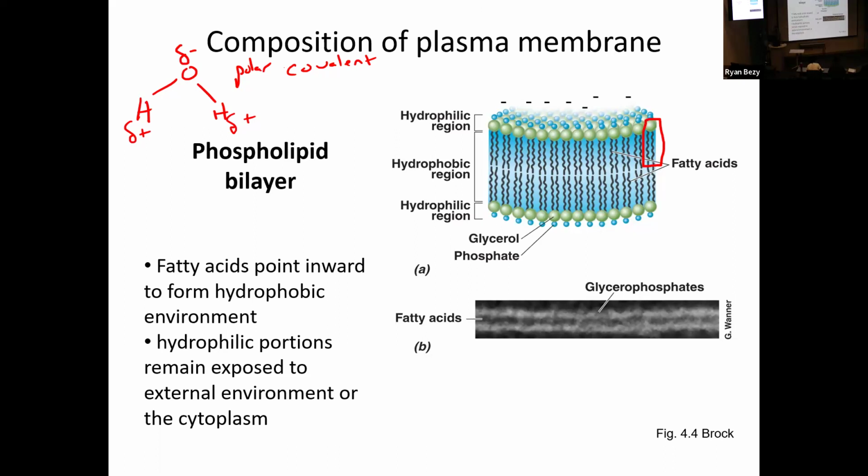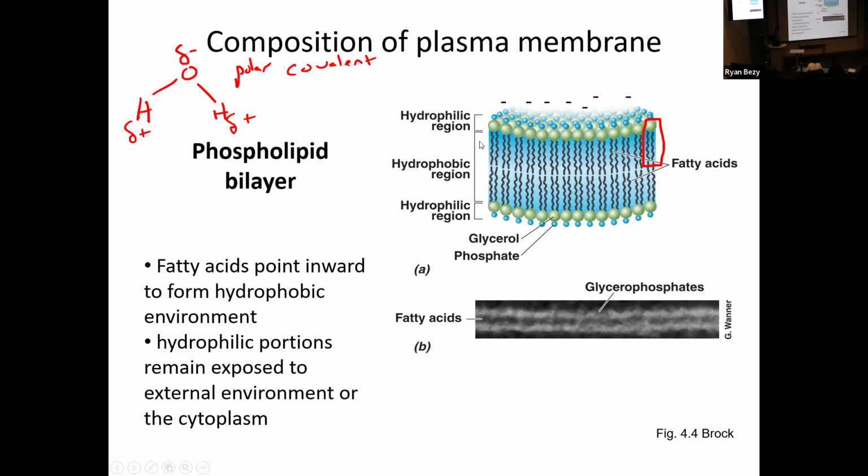But what happens here is the bilayer has these hydrophobic regions. These are uncharged. These don't like to interact with water. The polar head groups are charged; like dissolves like, charged things like to interact with other charged things. So in this case, the charged polar head groups like to interact with water.